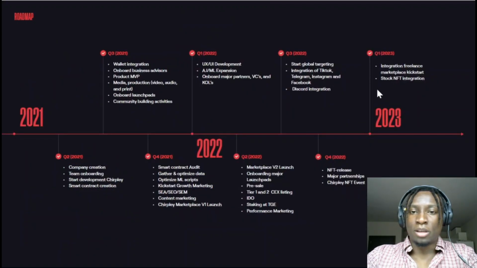So looking at the roadmap, you can see here, these are the things they're looking to integrate this year, right? They have the integration freelance marketplace kickstart, and they have the stock NFT integration for 2023. So this is things on their roadmap. So guys, they have a completely laid out plan of what they plan to do. And so it's something that you can look at to follow.